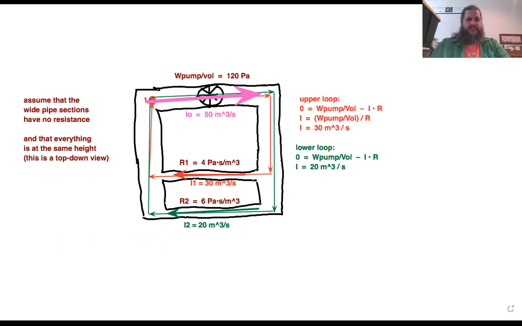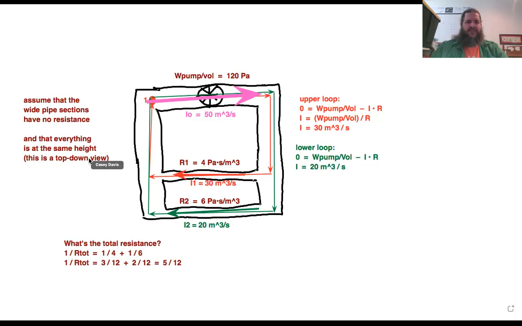Would it be 5/12? Yeah, because the 12 is a common denominator there. 1/4 is 3/12. 1/6 is 2/12. So that is 5/12. So does that mean 5/12 is the total resistance? Wouldn't that be 1 over? So would the total resistance be 12/5? Exactly. We've got to invert both sides. Our total is going to be 1 over that. So 12/5. And the units will still be Pascal seconds per cubic meter.